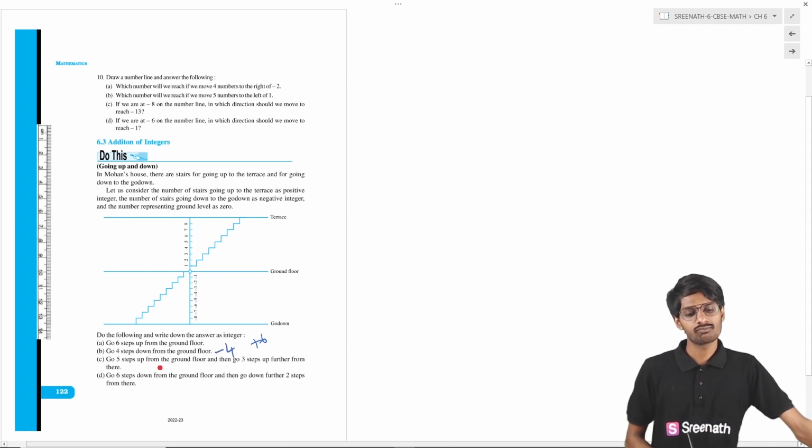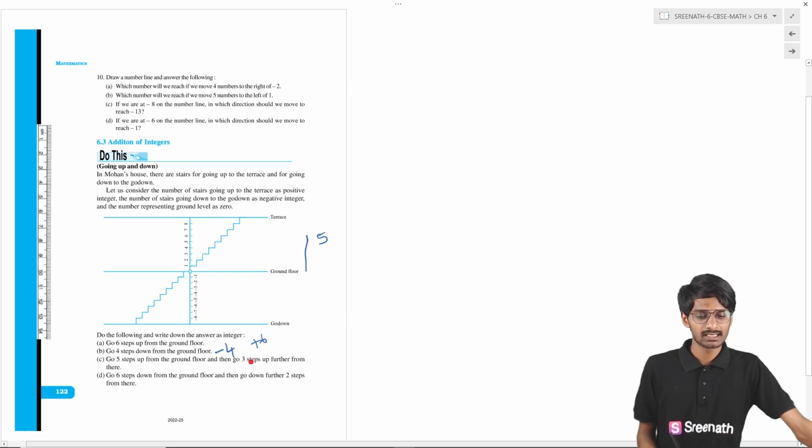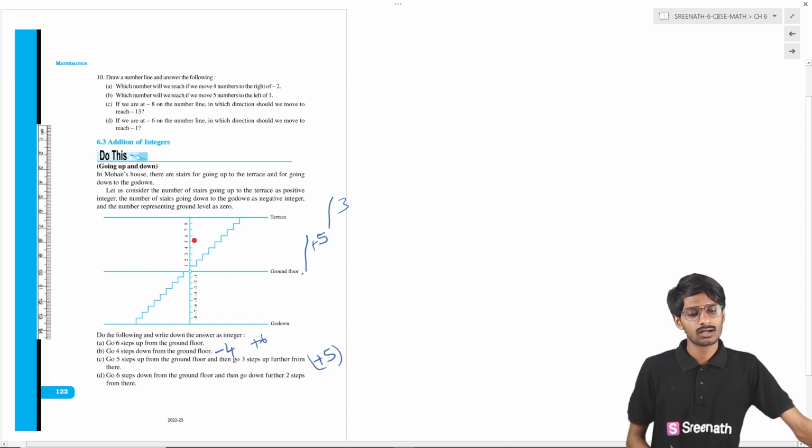Go 5 steps up from the ground floor, and then go 3 steps up further from there. So from the ground floor to 5 steps it will give +5. Next, you are going 3 more steps from there, so +3. Finally you will reach the 8th step, so that is represented by +8.